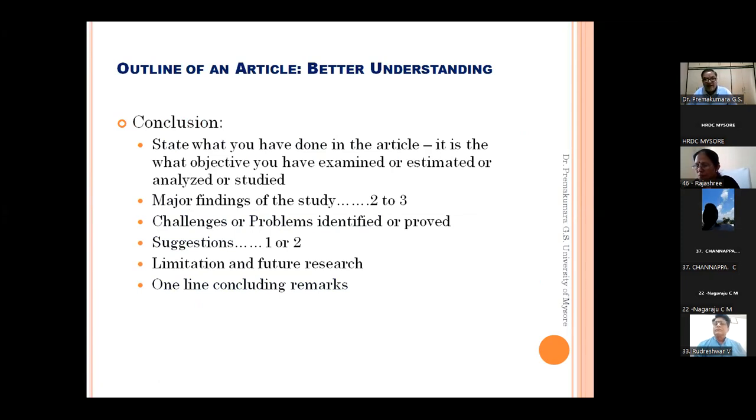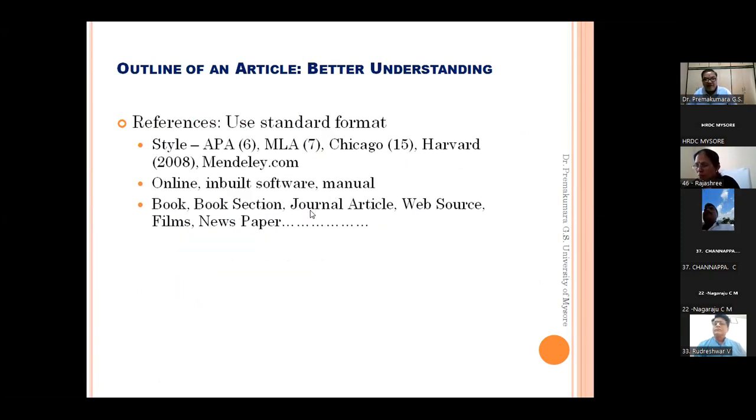And then the only remaining thing is giving references. How do you give references? While giving references, there are many styles. You can follow APA style, MLA style, Chicago style, Harvard style. There are many styles of giving references. There is no single style, and you cannot give references as you wish. No, that's not possible. Impossible.